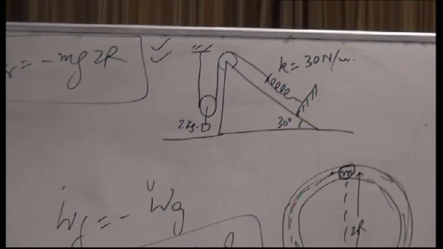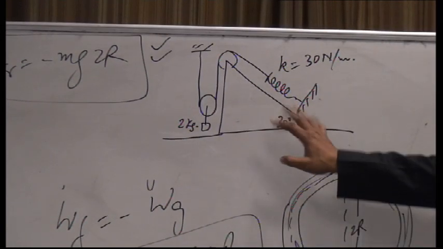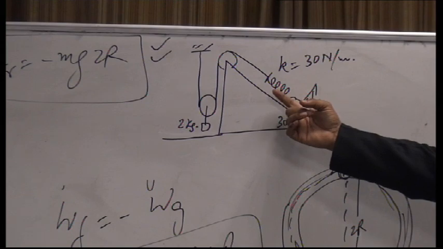Question is, did you understand the diagram? If I explain, there is a mass, motion of a car on a banked road.